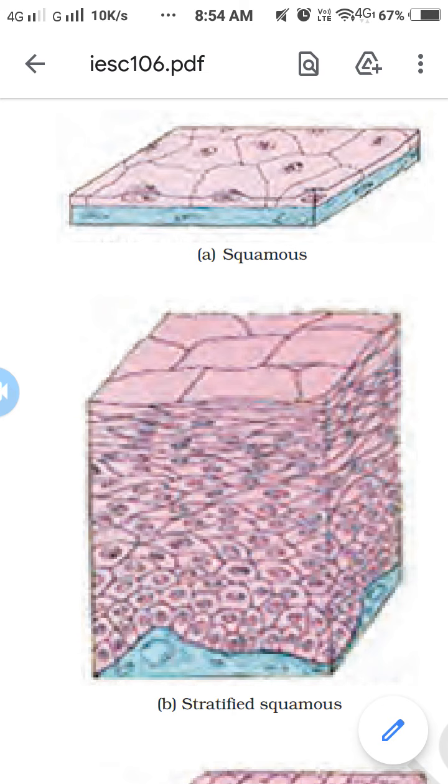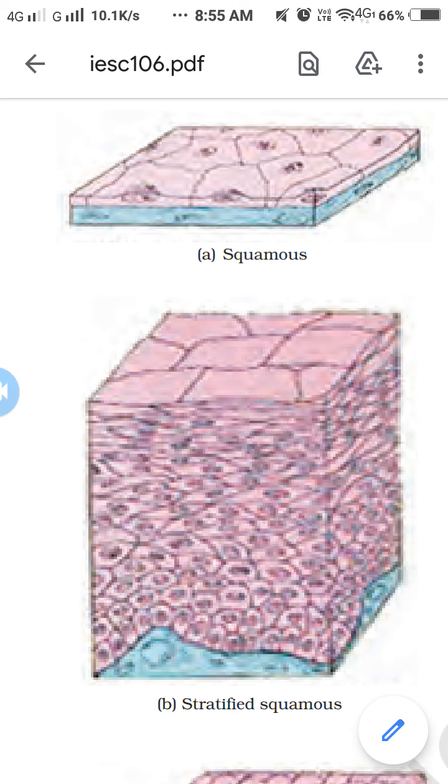Squamous epithelium is subdivided into two subtypes: simple squamous epithelium and stratified squamous epithelium. Simple squamous epithelium is made of extremely thin, flat, and delicate cells lining various organs, for example the esophagus and the lining of the mouth.